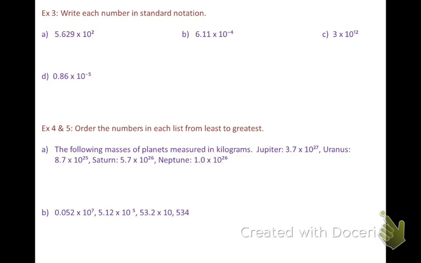All right. Write each number in standard form. This is a little different. If I have a positive exponent, the decimal will go to the right. If you have a negative exponent, the decimal will go to the left.